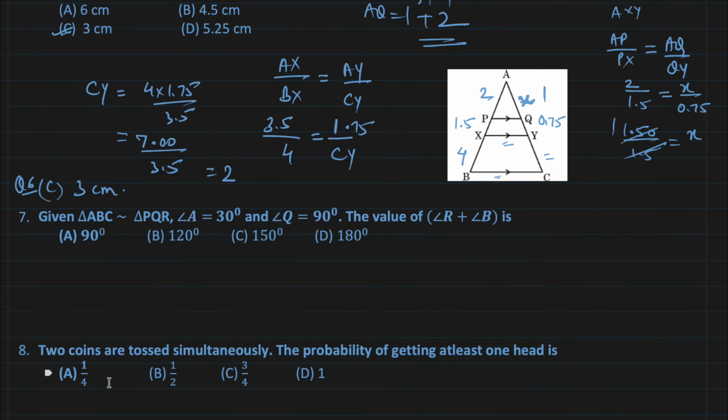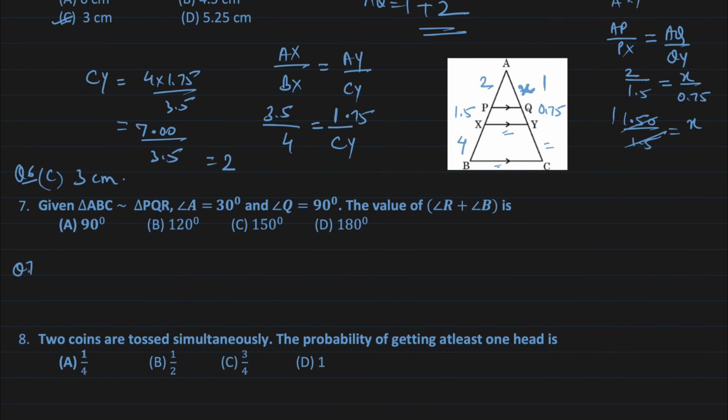Okay. Now, question number 7. Given triangle ABC, it's given similar to PQR, right? So A to P, B to Q and C to R. So A is given 30, so P also will be 30, right? And Q is 90 here. Okay, I have not drawn it properly. So Q is 90, so B is also 90, right?